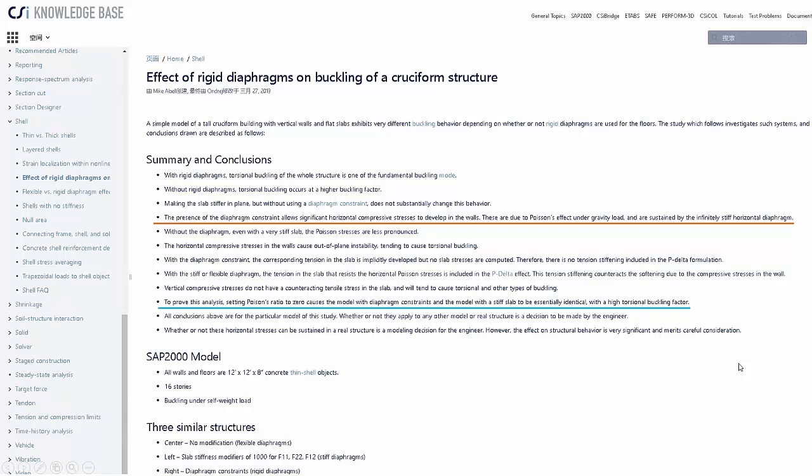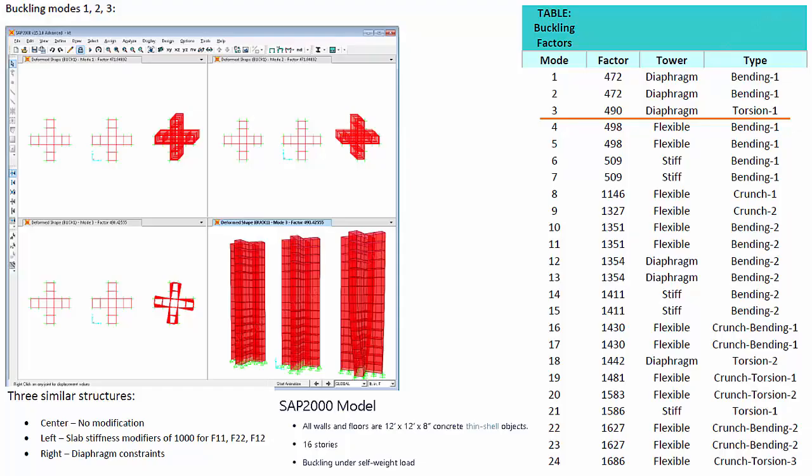Hey, in this video I'm going to discuss an article I came across on CSI's Knowledge Base. It's titled Effect of Rigid Diaphragms on Buckling of a Cruciform Structure. Now, as the name suggests, it's the analysis of a rather odd-looking structure with all shell member makeup.